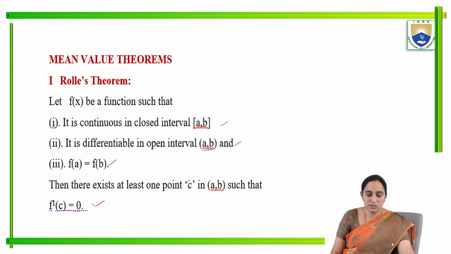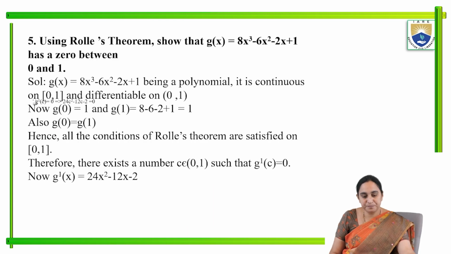Now I want to discuss the problems. Using Rolle's theorem, show that g of x is equal to 8x cube minus 6x square minus 2x plus 1 has a 0 between 0 and 1. That means using Rolle's theorem we have to find that c value.